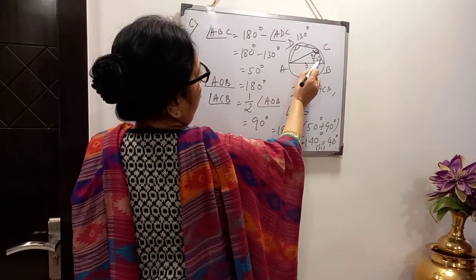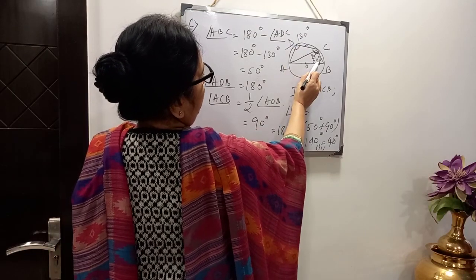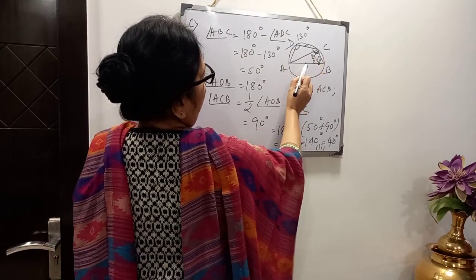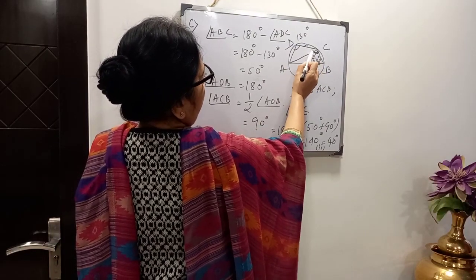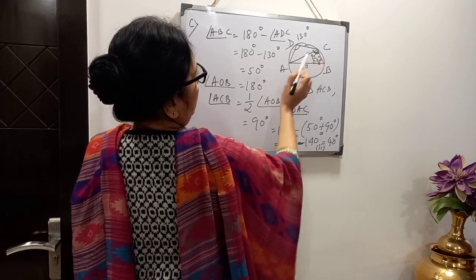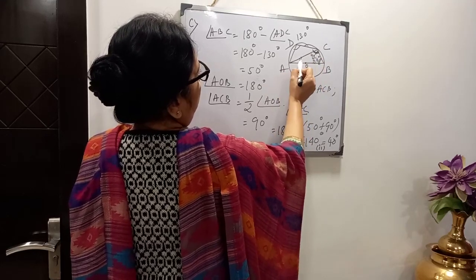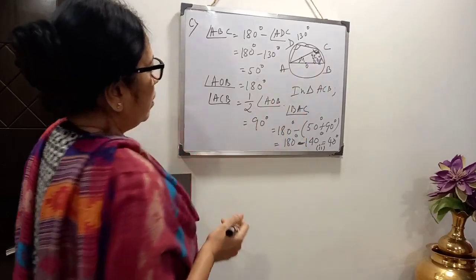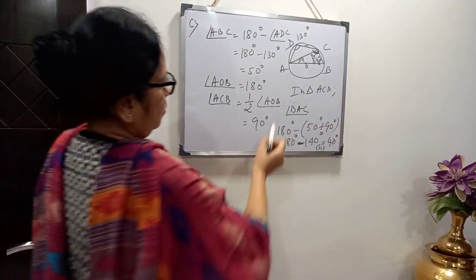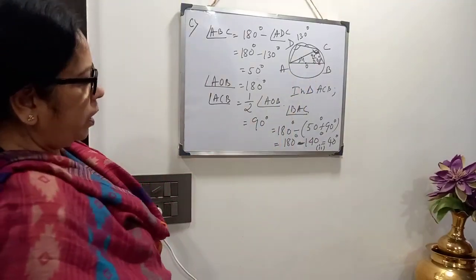So what we have done: first, this is given. So the opposite angle will be 180 minus this. 180 minus 130, it is coming 50. Again, the angle at the center is double of the angle at the circumference, so this will be half of 180. So it is coming 90 degree. Now this is the triangle. We know this and this. So this one will come from here: 180 minus the sum of the other two angles.